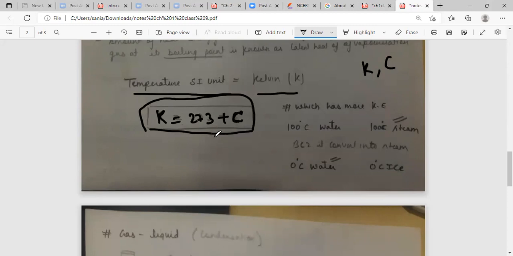So you'll write down the relation, then we'll do the numericals. I'll tell you how the questions come in the exam. In the exam hall, either they'll give you Kelvin or they'll give you Celsius. If they give you the Celsius one, then you have to find the Kelvin. And if Kelvin is given, then you have to find the value in Celsius. Okay.